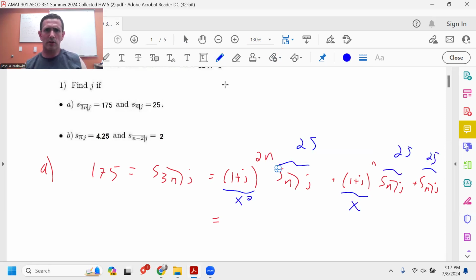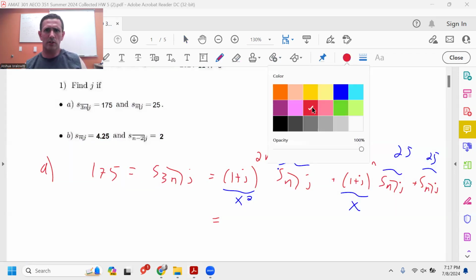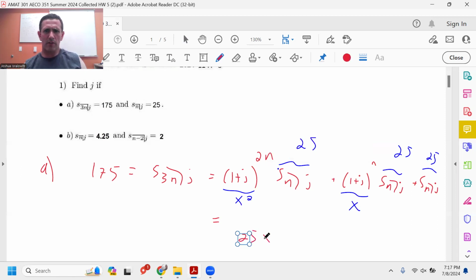Sorry. Really make this as annoying as they could. Anyway, so this is 25x squared. Move this down. Go a little quicker for b. Plus 25x plus 25.